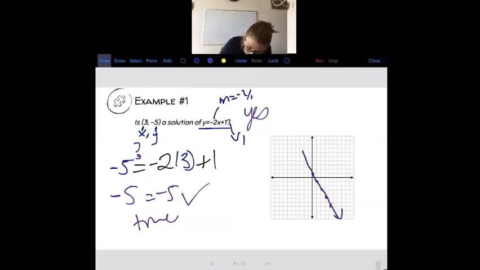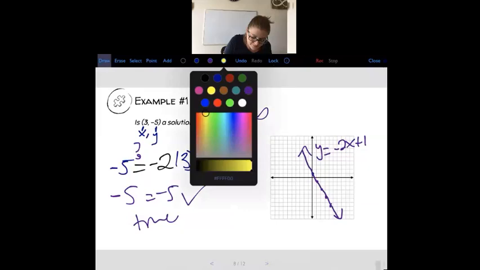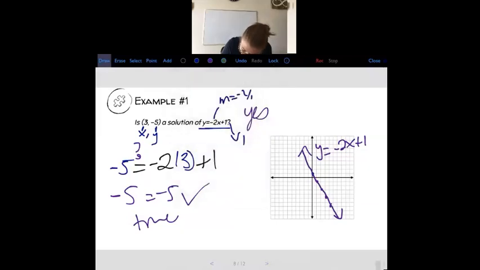So here's my line, y equals -2x plus 1, and then the ordered pair I'm looking for is (3, -5), so I'm going to do it in green. So we'd go 3 over, then 1, 2, 3, 4, 5 down. So see how that point is on the line? That's also what it means for an ordered pair to be a solution of a line, is that it's on the line. Okay, so you can do these either way.